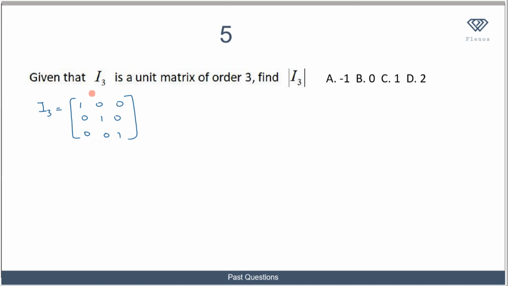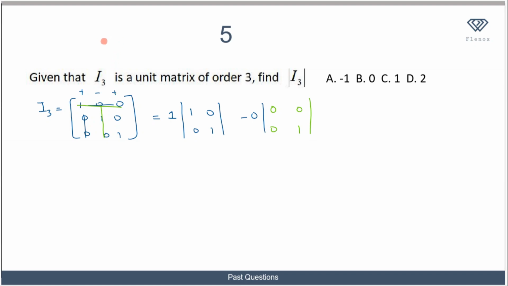To do this, recall I told you that you first put your signs here. So you have plus here, minus here, and plus here. You take the first element, which is 1, plus 1. And what am I going to be left with when I cancel out this row and column? I'm going to be left with 1 0, 0 1. Then the next element here is minus 0. And when I cancel out its row and column, I'm going to be left with 0 0, 0 1.